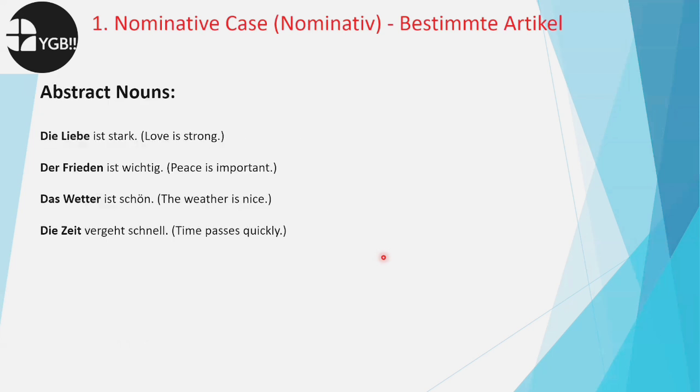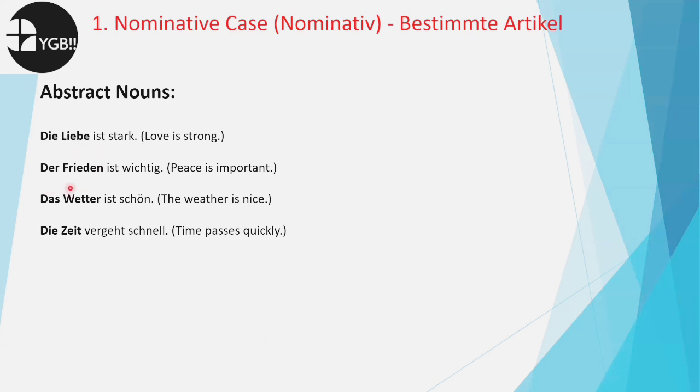So let's move on. A further example: abstract nouns means the nouns which we can't see but we can feel. Okay, so, die Liebe means love. It's a feeling we can't see, we can't touch, but we can feel it, right? Those are called abstract nouns.